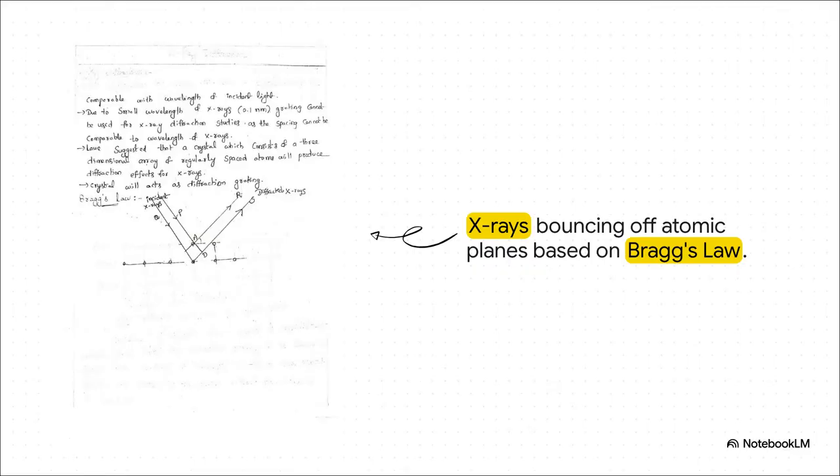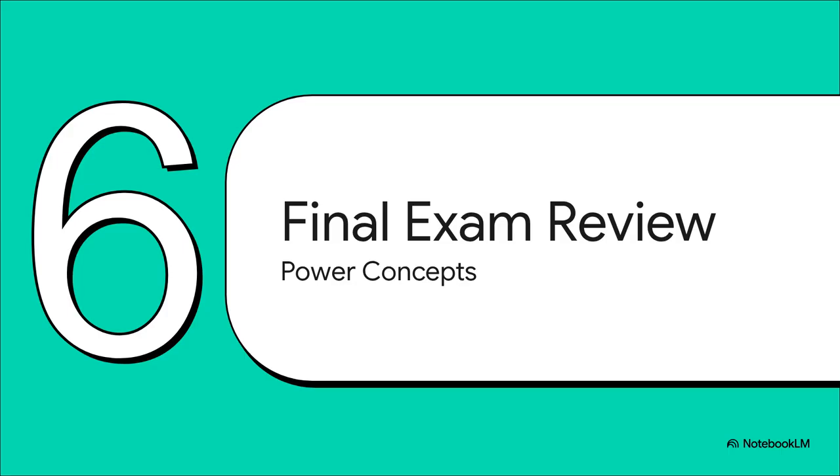The parallel crystal planes essentially act as a microscopic mirror grating. When the incoming X-rays hit the atoms, they scatter. And by carefully measuring the angles of the bright spots that bounce back, engineers can literally reverse engineer the entire 3D structure of the crystal without ever physically seeing it with their own eyes. How cool is that? All right, Section 6, Final Exam Power Review.